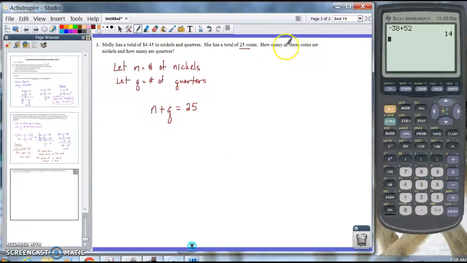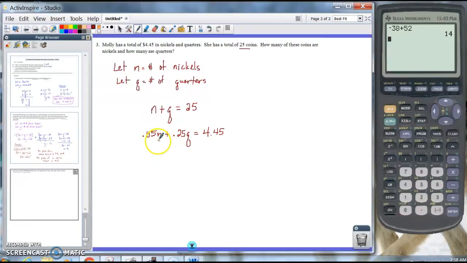Okay? Then the next part is how many of these coins are nickels and how many are quarters. Well, I know that each nickel is 5 cents, and I know that each quarter is 25 cents, and I know that has to add up to a total of $4.45. Okay, so when you're doing a money problem like this, and there's one on your assignment, the first equation you want to represent the number of coins. The second one you want to represent the amount of money.